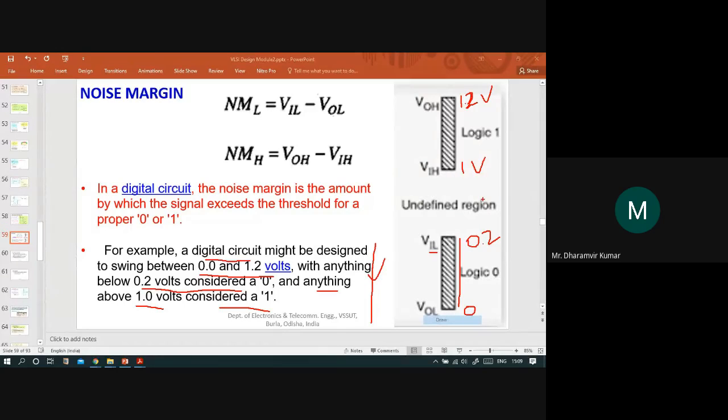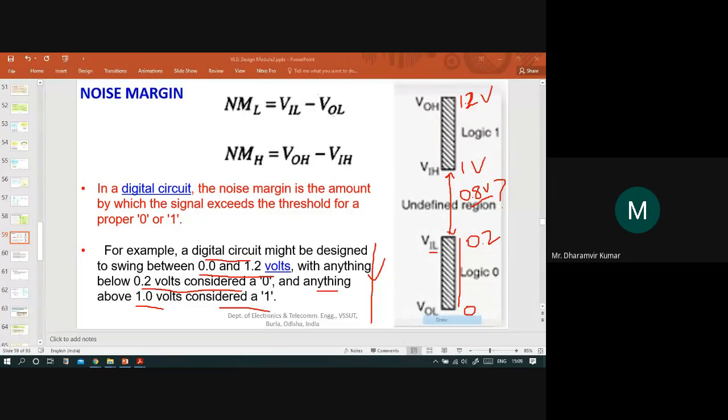But look here, there is a region, a gap between VIL and VIH. Look at this gap. For this gap we have not defined anything. Suppose a value lies between 0.2 and 1 volt, let's say 0.8 volts. Then what logic will be decided for this 0.8 volts? Because it is not defined here, it will remain undecided.